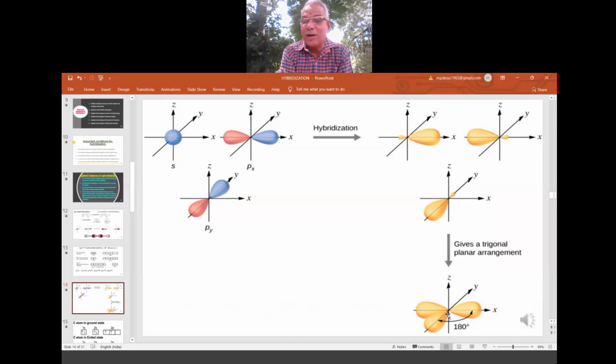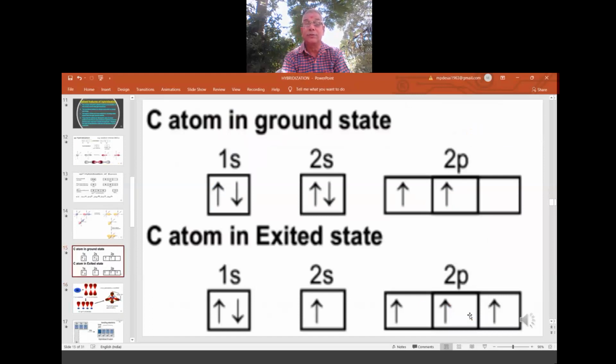Triangular shape, equilateral triangle, triangular base, 120 degrees maintained. So this is called triangular that is formed. Now for one hybrid orbital of boron, one chlorine comes. For the second hybrid orbital of boron, one more chlorine comes like that. So BCl3 is formed. Okay, right.